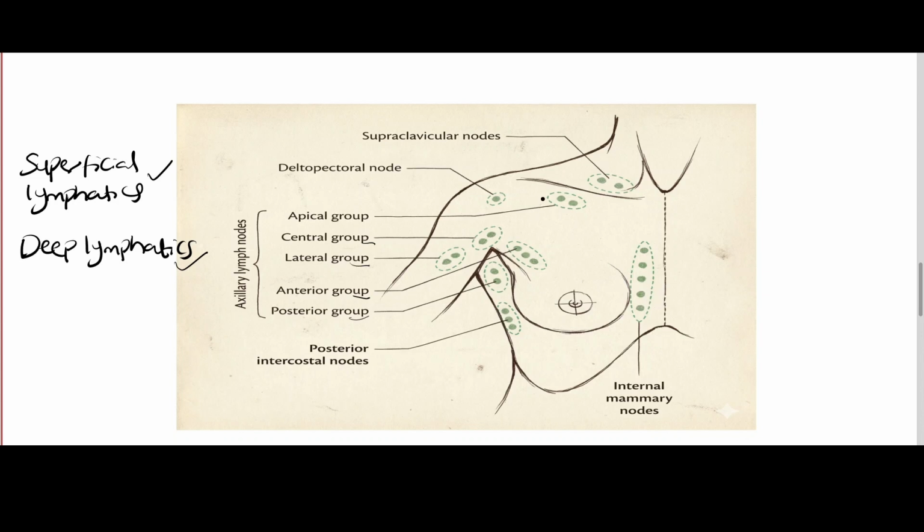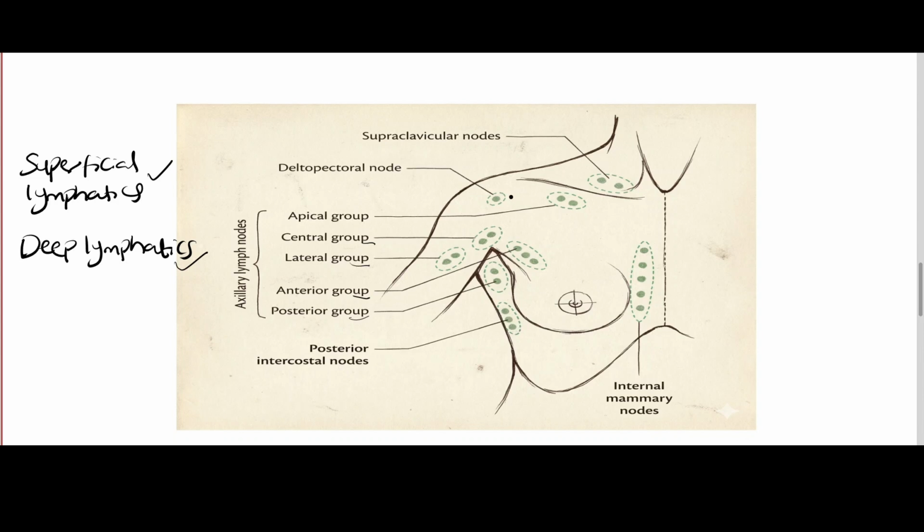So we also have the supraclavicular lymph nodes. These are located above the clavicle, and they receive lymph from the apical lymph nodes. Another group of lymph nodes that we have is the posterior intercostal lymph nodes, and they are located at the posterior part of the intercostal spaces. They receive lymph from the deeper and posterior regions of the breast.